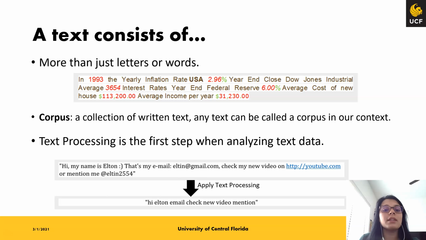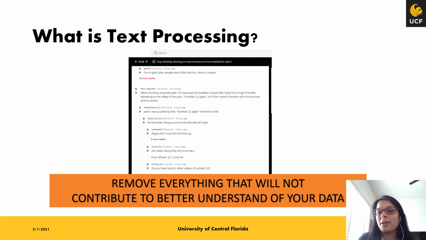This is equivalent to data processing in other types of data. And we can see here, after we apply text processing, we have a smaller text because we took out everything that was noise and we do not need for our analysis. And what is text processing?